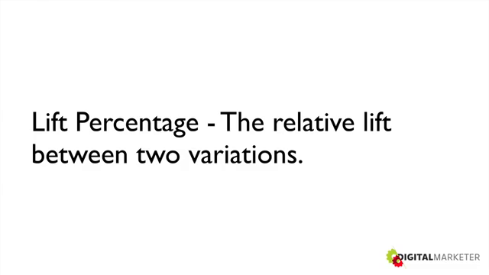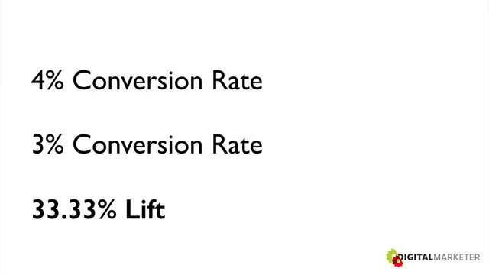And I've seen even some reports that come out that actually get this part incorrect. Here's an example. You have a 4% conversion rate and a 3% conversion rate, which is a 33% lift from the 3% to the 4% there. But I've seen people report that there was a 1% lift, or a 1% change.